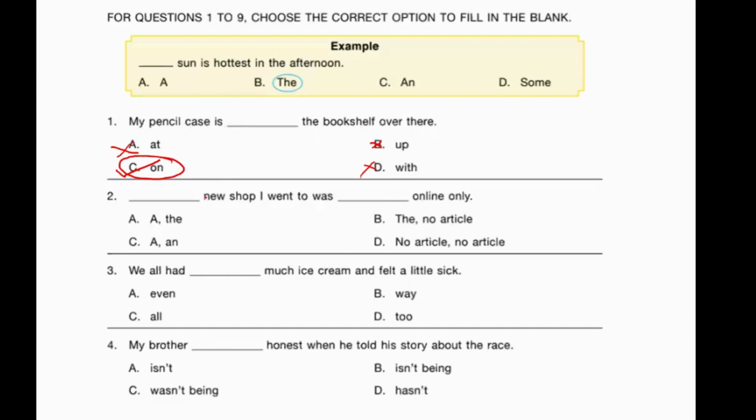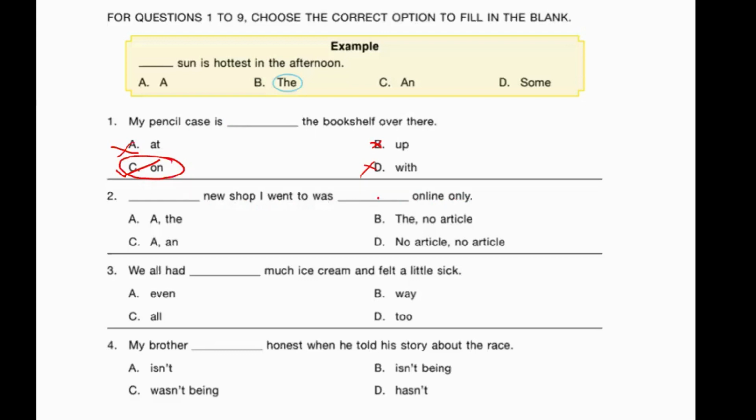Okay, next, dash new shop I went to was dash online only. Again, you have to use the correct articles. Okay, so we are pointing out to a particular shop that you went to. So when we are pointing out a particular shop, then we have to use the definite article the over here. Okay, so the new shop I went to was dash online only.